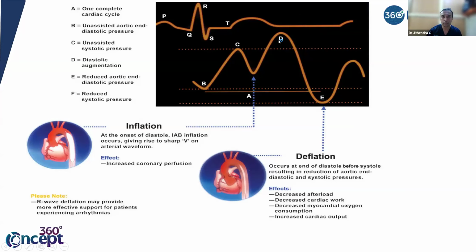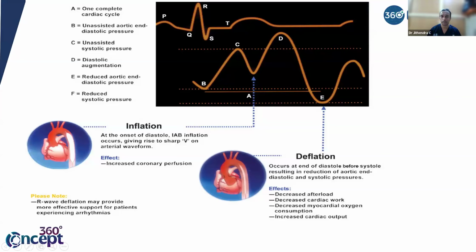D is your diastolic augmentation. This is the amount of augmentation which has happened. The balloon is inflated at the dicrotic notch and the augmentation has happened, and you see it has gone slightly above your unassisted systolic pressure. This is the finding you see. Finally comes your E, which is your reduced end diastolic pressure. Next is your F, which is your reduced systolic pressure, seen in the assisted waveform. In an assisted waveform, you see the systolic pressure goes down.